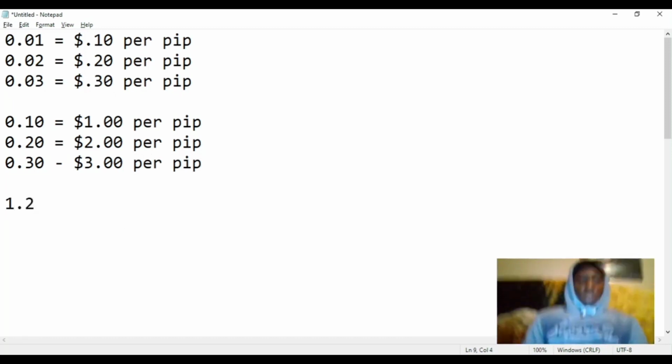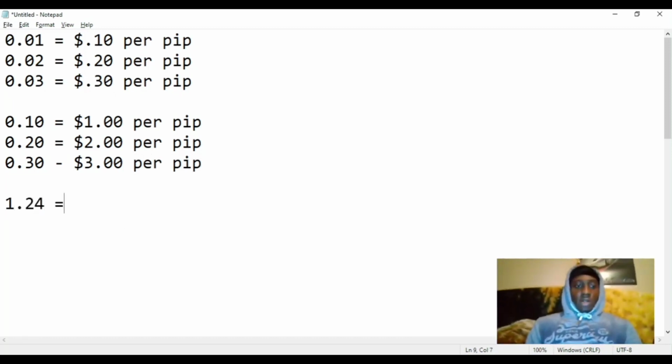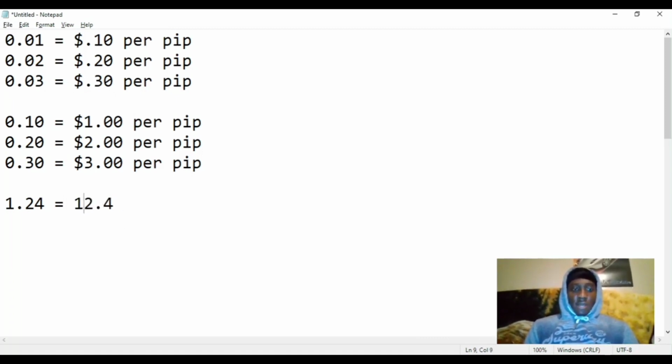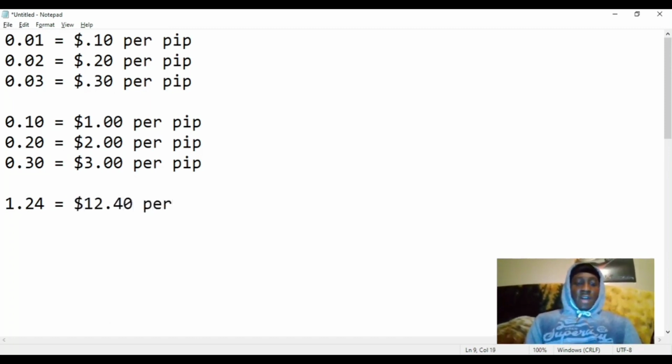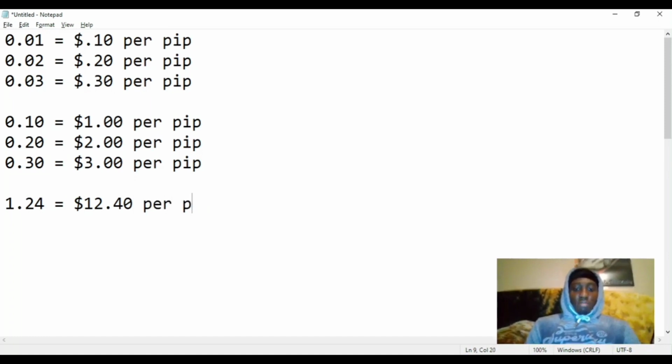Let's say I wanted to use a 1.23 lot size, right? Hold on, let me correct this. All you have to do is copy the number that's on the left, make the decimal point go to the right one time, add your dollar sign, add a zero, you have your answer. $12.30 per pip, right? Let's do another example.